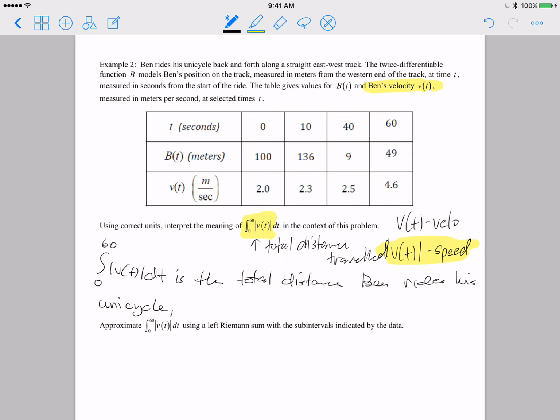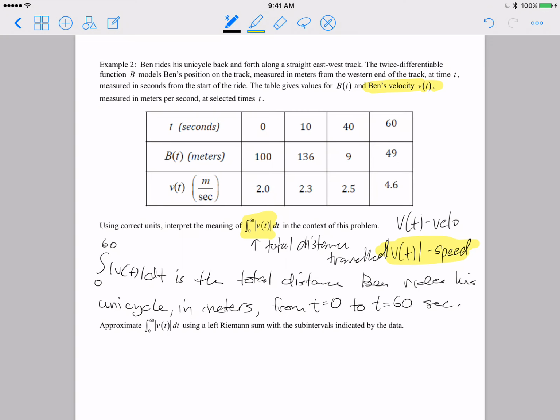And then I need to think about what is my distance going to be measured in. Well, it's not going to be measured in meters per second. It's going to be measured in meters. So we're going to say in meters from, again, I have to say something about the time. T equals 0 to t equals 60 seconds. Okay, so that is what I have to have in my answer in order to get full credit.